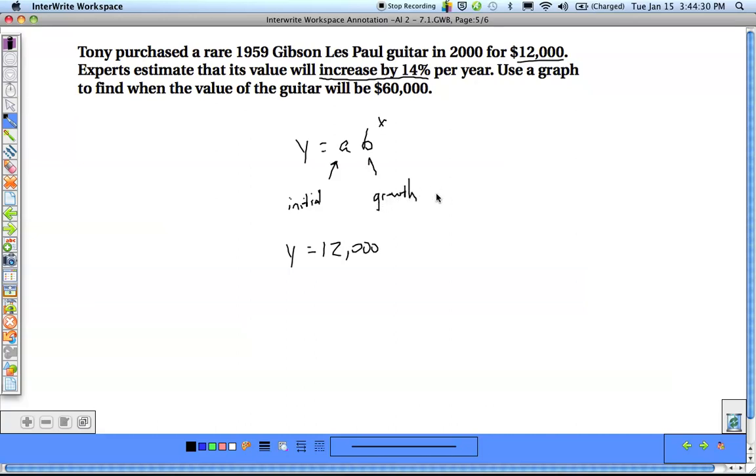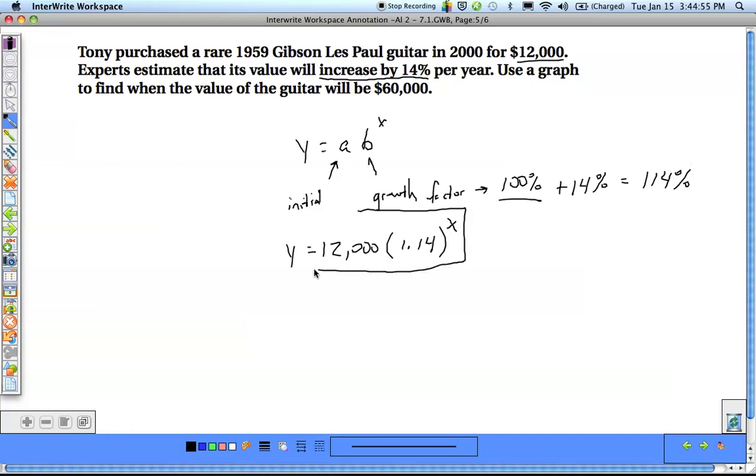So we need to figure out our growth factor. The percentage is going to give us our growth factor. It's 14%. It's increasing, so we're adding 14% each time. But what are we adding 14% to? That's 100%. So it's 114% that we're actually going to use. And the number that we put in here is the decimal equivalent, 1.14, raised to the x. So there is our exponential equation that we are going to use.